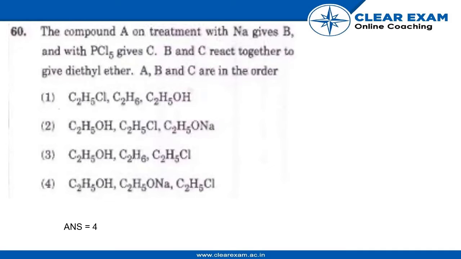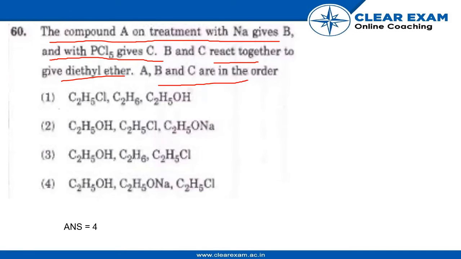So hello everyone, today in this lecture we'll be solving this question number 60. The question is, the compound A on treatment with Na gives B and with PCl5 gives C. B and C react to give diethyl ether. We have to find A, B, C. Okay, so let's get to the answer.